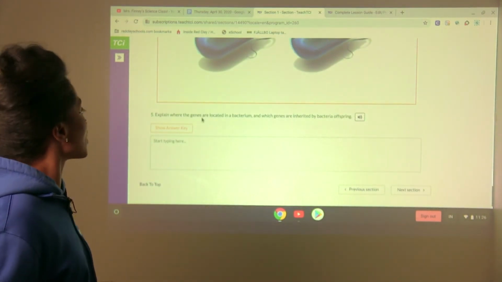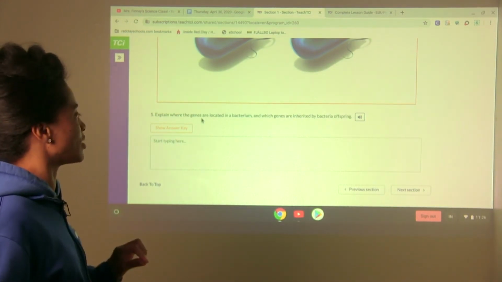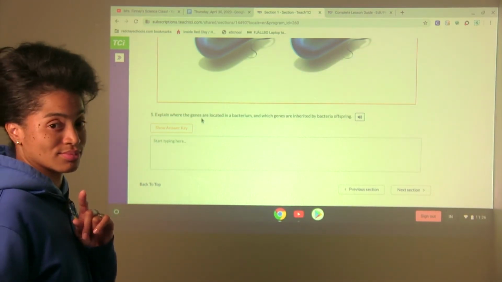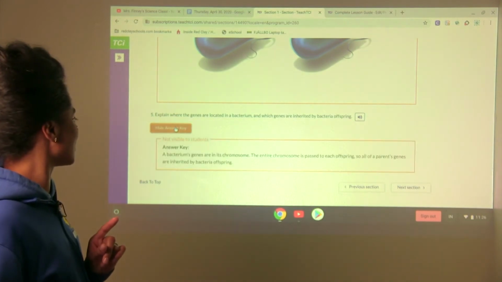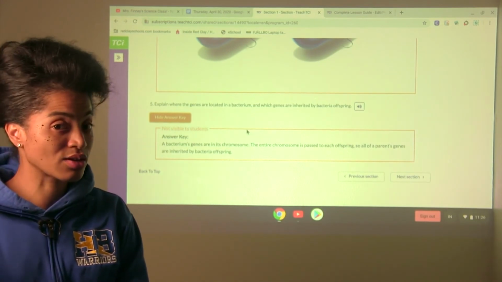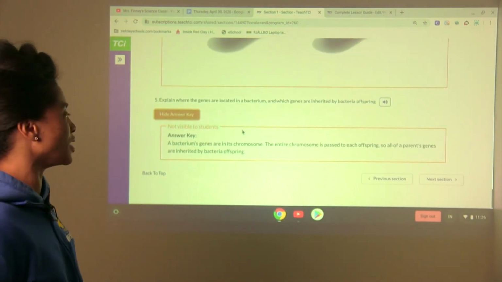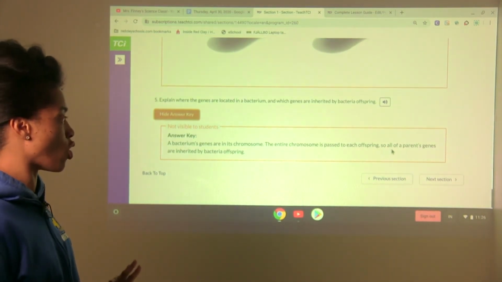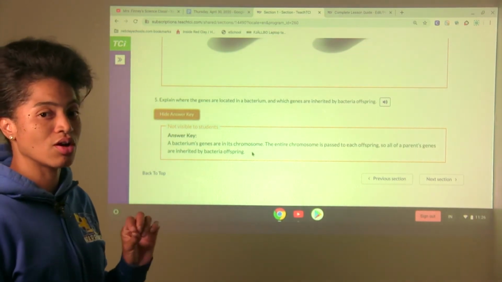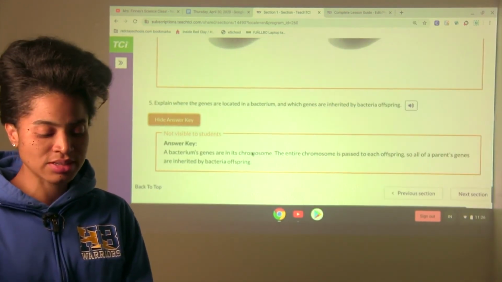All right, here we go. Explain where the genes are located in a bacterium and which genes are inherited by bacteria offspring. A bacterium's genes are in its chromosome. The entire chromosome is passed to each offspring. So all of a parent's genes are inherited by bacteria offspring. All right, I'll leave this here so you can copy this down.